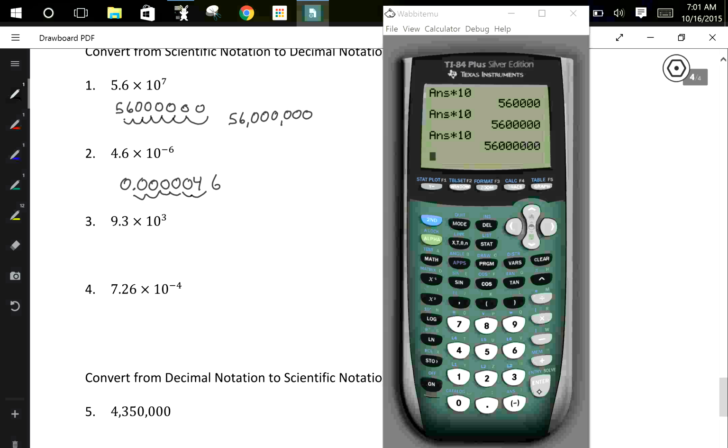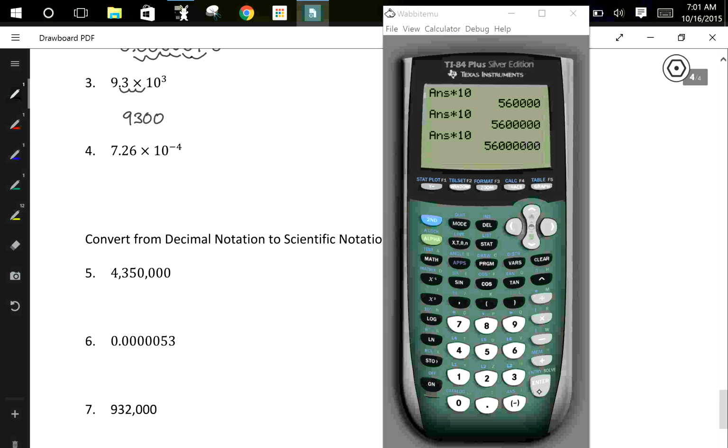Back to here, I've got times 10 to the positive 3, so that moves over 1, 2, 3 spots to become 9,300. And then down here, moving the decimal point to the left, because it's a negative exponent on the times 10 to the negative 4th, becomes 0.000726, because I moved it 1, 2, 3, 4 spaces to the left.